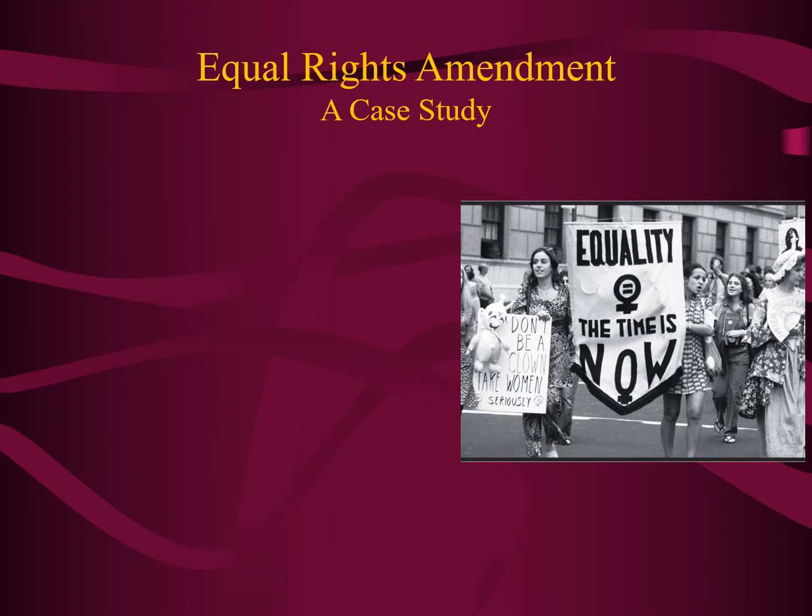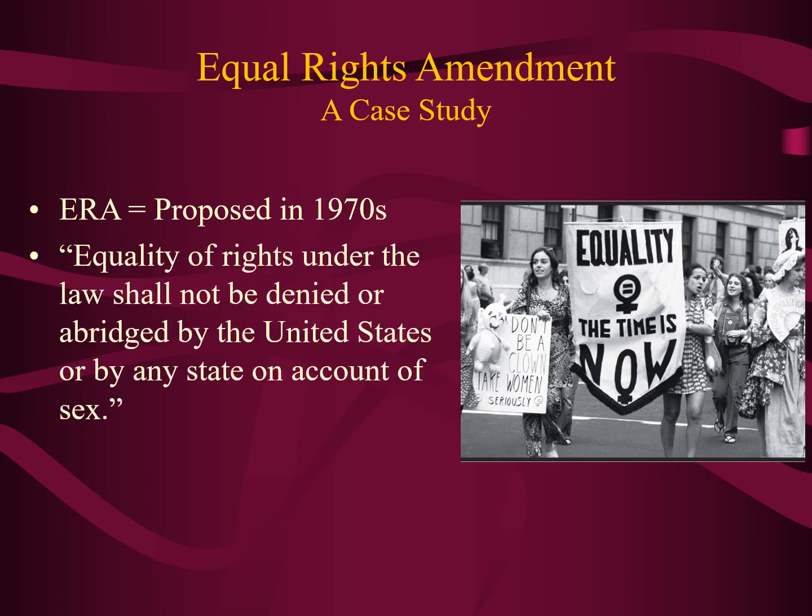I'd like to offer the Equal Rights Amendment as a so-called case study on how an amendment can go through this process. In the 1970s, it was proposed by a two-thirds vote in the House and the Senate. The exact language was, "Equality of rights under the law shall not be denied or abridged by the United States or by any state on account of sex." Basically, it would prohibit discrimination based on sex.